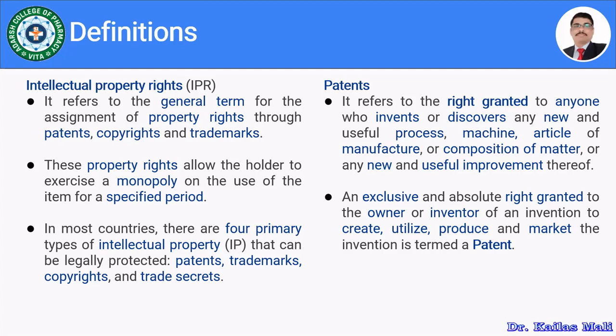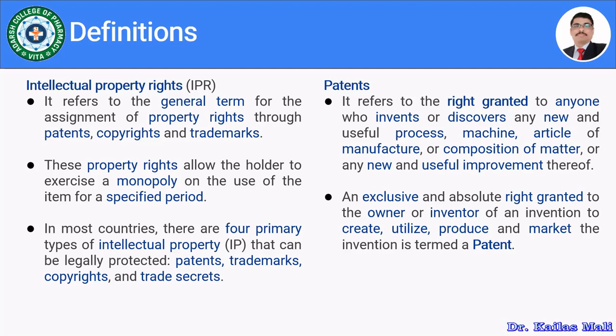These property rights allow the holder to exercise a monopoly on the use of the item for a specified period. Suppose some property rights are given to you, so you are entitled to a monopoly for the particular product. In most countries, there are four primary types of intellectual property, that is IP, that can be legally protected: patents, trademarks, copyrights, and trade secrets.